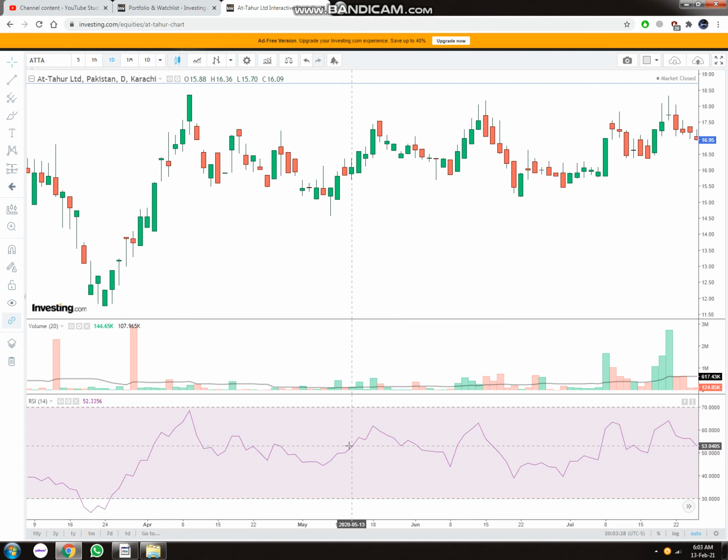So this means that sometimes a candlestick might show bearishness, but the RSI will show bullishness, showing that it is a bullish market, and now the stock will move upward.